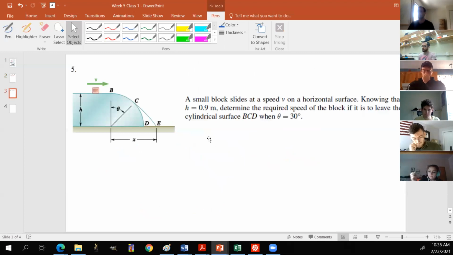All right, so you have a small block which slides at a speed v on a horizontal surface, and we're assuming there's no friction. You only take friction in the picture when the problem tells you that there's friction. Why make life more complicated for yourself? So knowing that this height h is equal to 0.9 meters, you're asked to find the speed of the block if it is to leave the cylindrical surface BCD when theta is equal to 30 degrees.